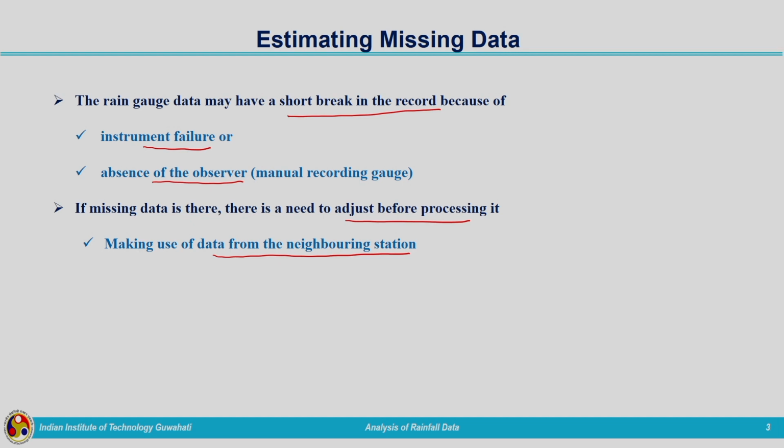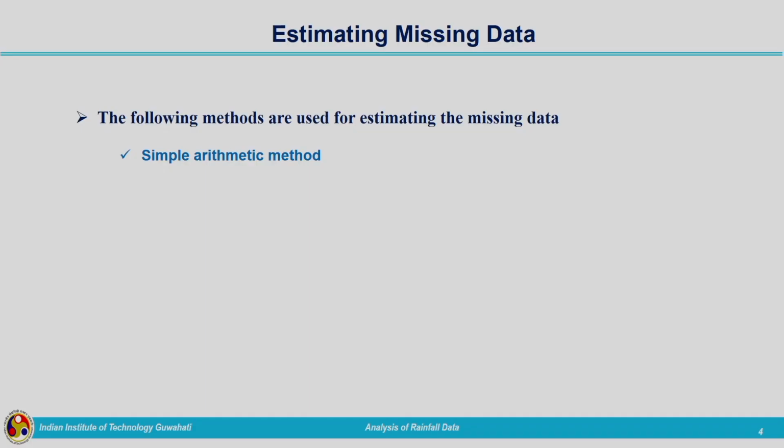From the network of rain gauges, if the data from a particular rain gauge has errors, is inconsistent, or has some missing data, we will check it against the neighboring data. The average value of the neighboring data can be assumed as the missing data. Different methods used for estimating missing data are the simple arithmetic method and the normal ratio method.